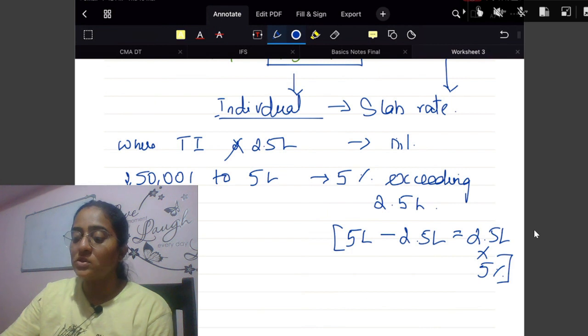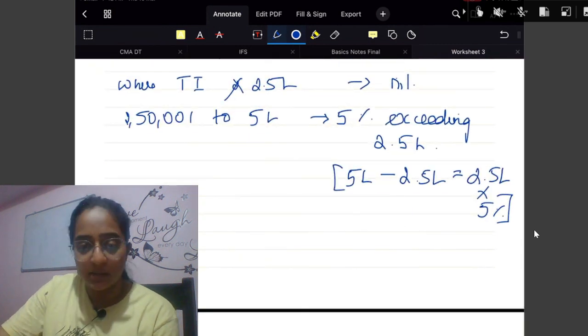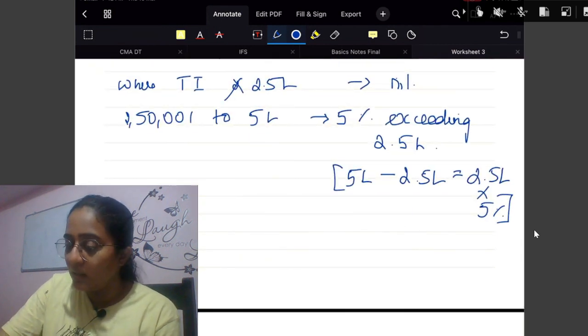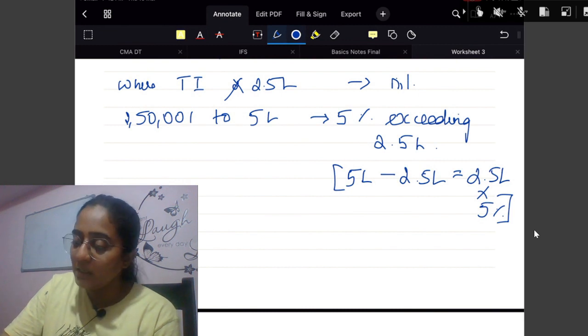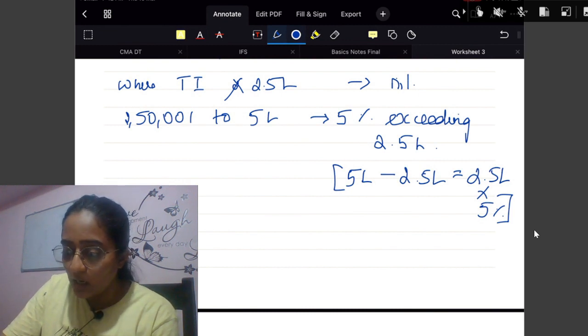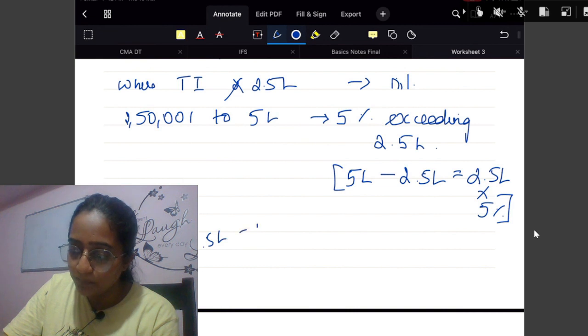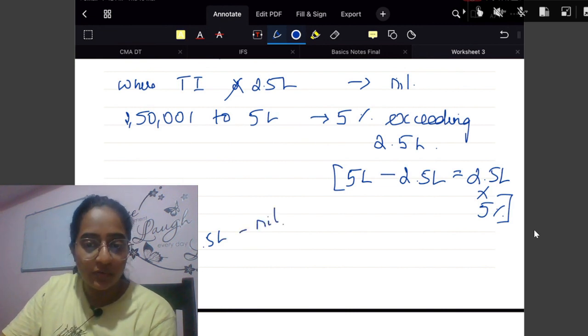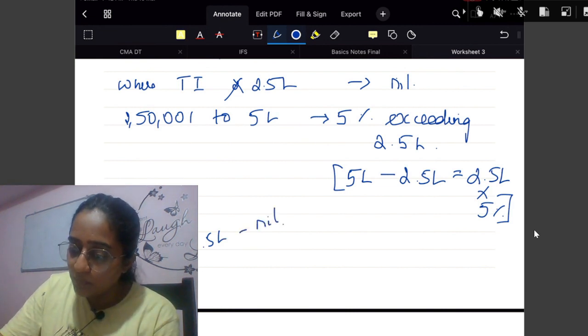Clear? Suppose your income is only 4 lakh. Let's take an example where your income is only 4 lakh. If your income is only 4 lakh, can I say up to 2,50,000, up to 2.5 lakh, it is nil. That is from 4 lakh till 2.5 lakh.